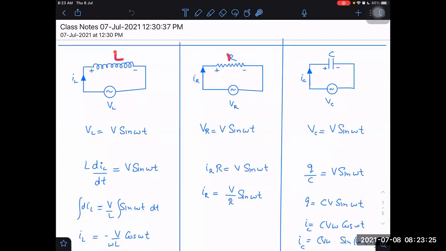Just L, just R, just C. Voltage across the inductor, the resistor, the capacitor. What is this symbol representing? This is representing alternating voltage. Alternating means sinusoidally varying.